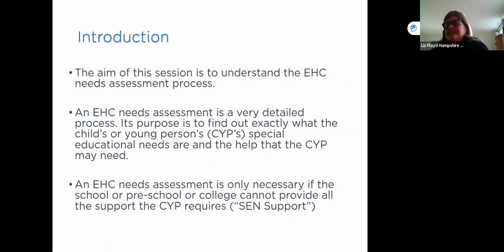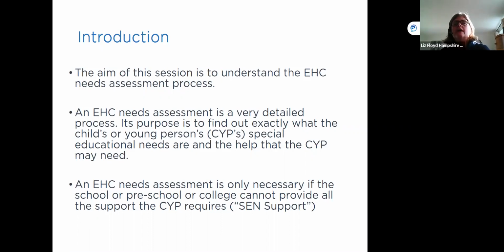So the aim of this session is for you to hopefully by the end of it understand the process and all the ins and outs of it, time frames, etc. The purpose of an EHC plan is to gather information about a child's needs. Those needs are assessed during the assessment process, and then eventually the provision that has been recommended by the professionals involved will be written into an EHC plan.